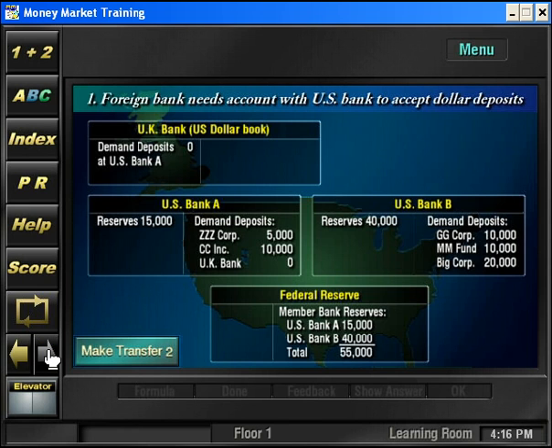If a bank outside the U.S. wishes to accept dollar deposits, it must open an account with a U.S. bank through which it can clear its dollar payments, just as UK Bank has done here. Just like any other client of the U.S. bank, it can then have U.S. dollars sent to it and can make U.S. dollar payments to others. Let's watch what happens if Big Corporation decides to deposit dollars with UK Bank. Use the Make Transfer button to make it happen.